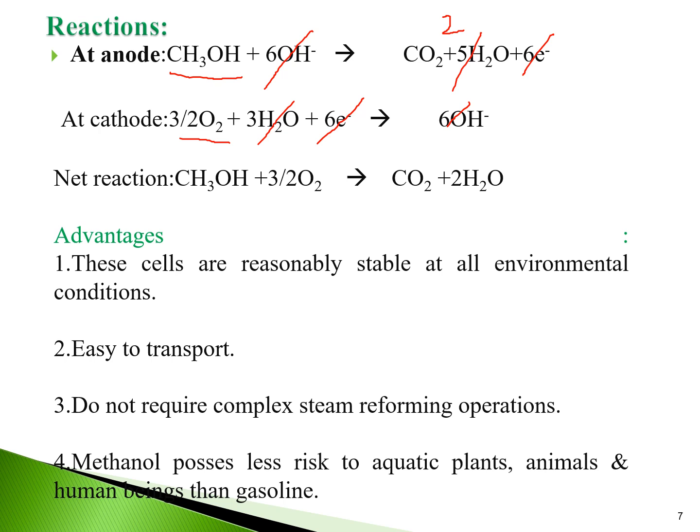Advantages: these cells are reasonably stable at all environmental conditions. It is not like the hydrogen oxygen cell, where hydrogen is maintained at 1 atmospheric pressure and carrying and storage become a problem. Here it is also easy to transport. It does not require any complex steam reforming operations, and methanol poses less risk to aquatic life, animals and human beings than the gasoline that we use.